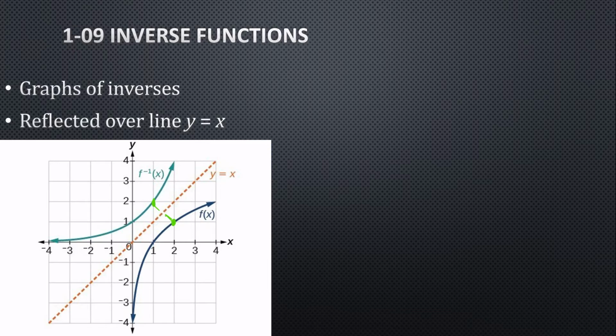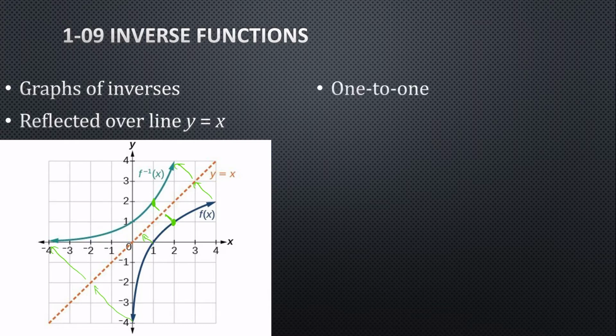So if I take the graph of our function, the dark one on the bottom, its inverse is reflected over this line. It's flipped over that way to the other side. So everything goes the same distance to the other side of that line.